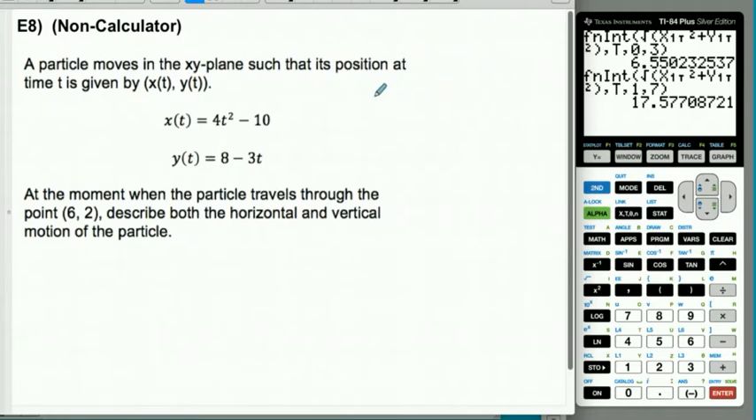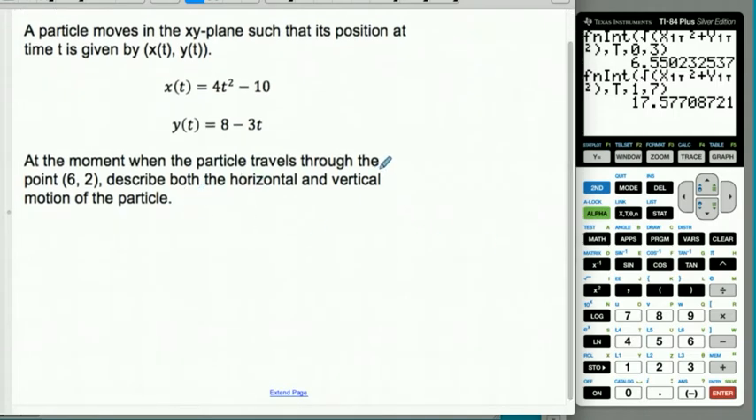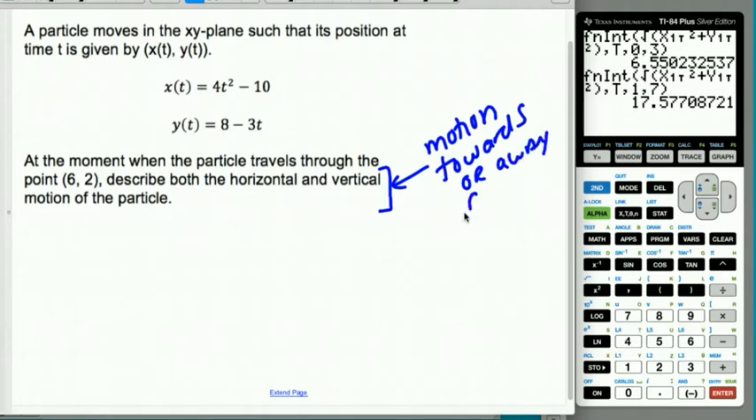A particle moves in the xy plane such that its position is given here. At the moment when the particle travels through the point 6, 2, describe both the horizontal and vertical motion of the particle. So usually what this phrase means is they want you to describe whether the motion is towards or away from an axis, right? So for the vertical motion, they'll want you to describe if the particle is moving down towards the axis or up away from the axis or up towards the axis. So that's kind of the idea.